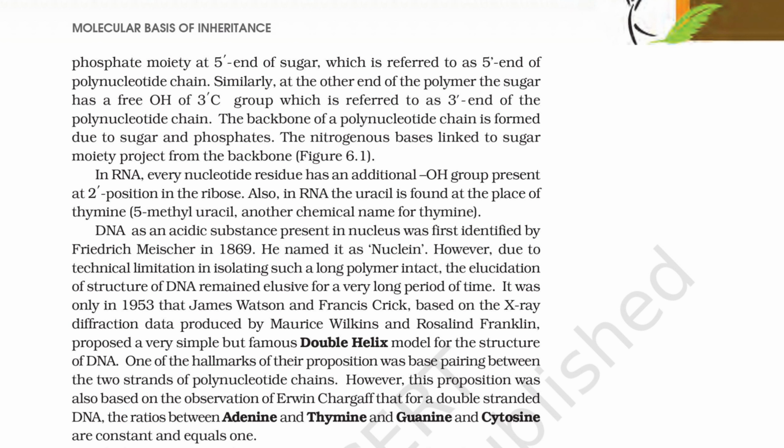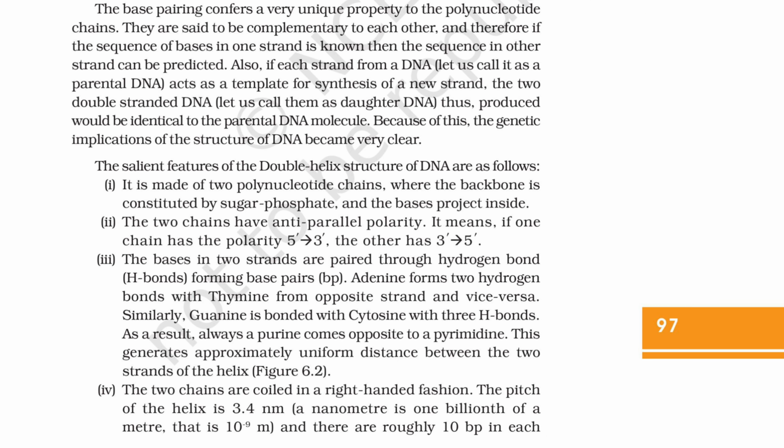One of the hallmarks of their proposition was base pairing between the two strands of polynucleotide chains. However, this proposition was also based on the observation of Irwin Chargaff that for a double-stranded DNA, the ratios between adenine and thymine and guanine and cytosine are constant and equal to 1. The base pairing confers a very unique property to the polynucleotide chains.